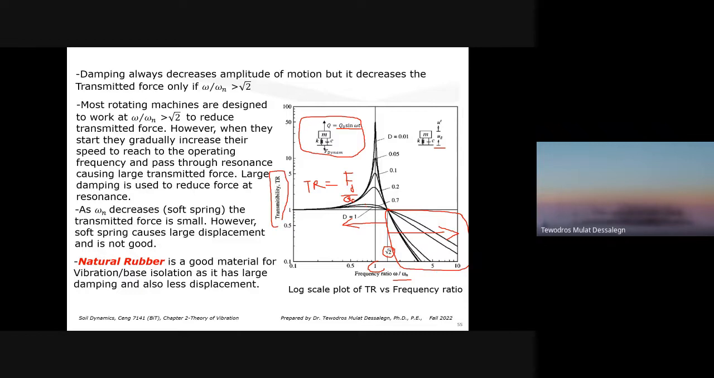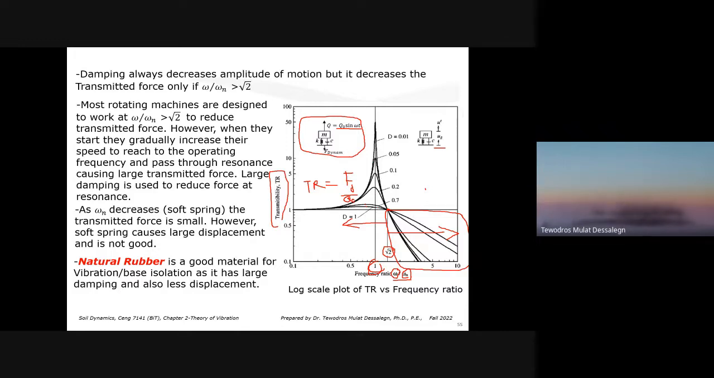So by design, what we learn from this chart is it's telling us to select our W, which is the forcing frequency, or to design Wn, the system frequency, so that the vibration occurs above square root of 2. This is what we want. If the vibration occurs at 1, here, this is the maximum damage you have.